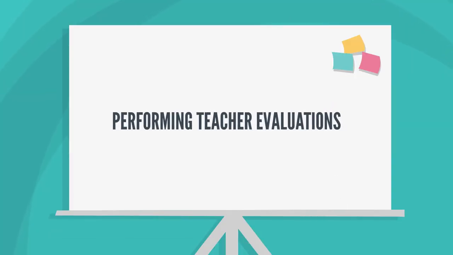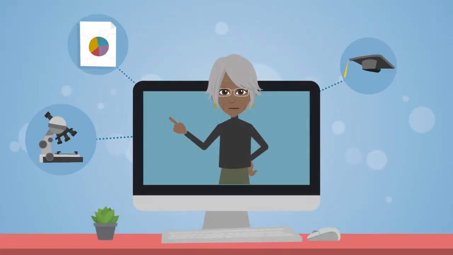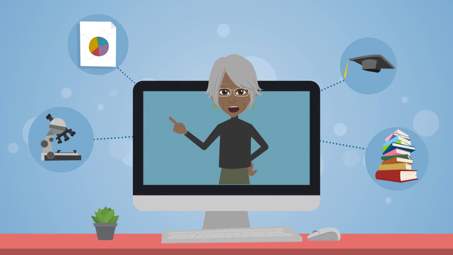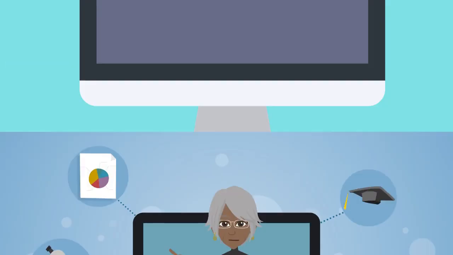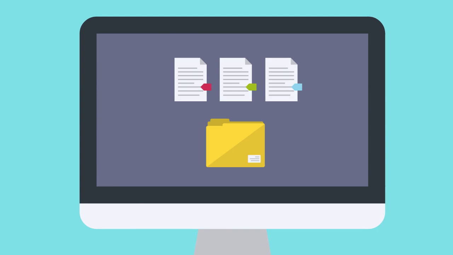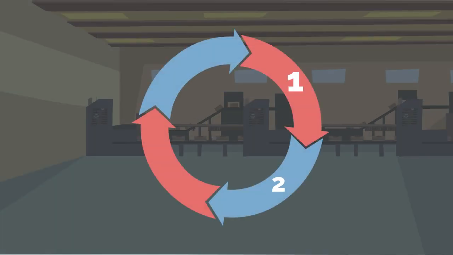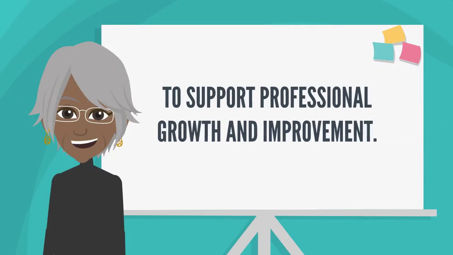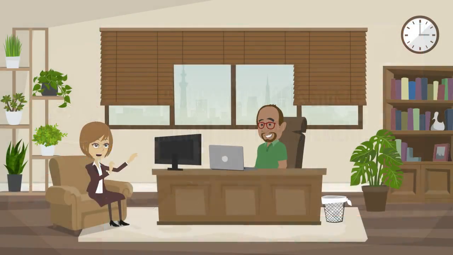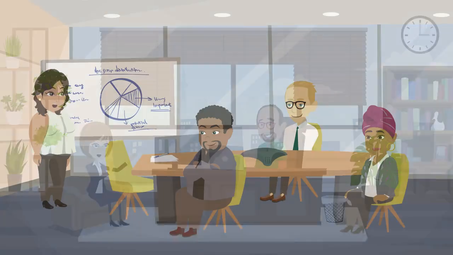Performing teacher evaluations. Teacher evaluations are standard practice in schools and are required by state statute. While the specific requirements and processes may differ from school to school, the underlying purpose remains the same: to support professional growth and improvement. To get the most out of teacher evaluations, follow this simple guideline.